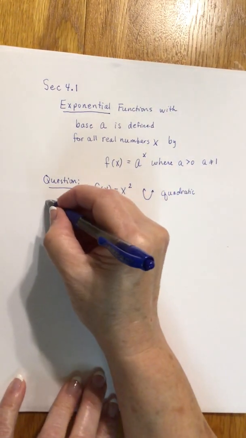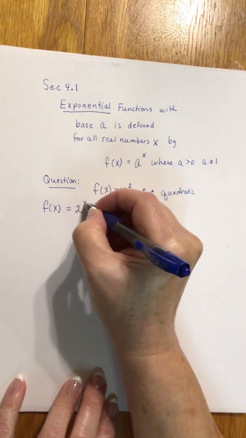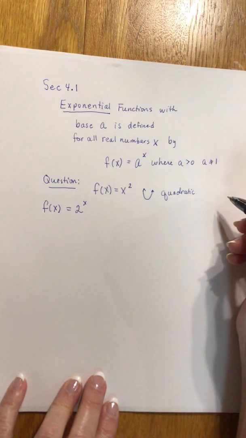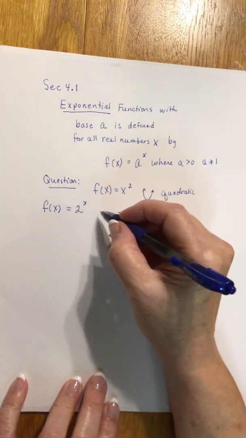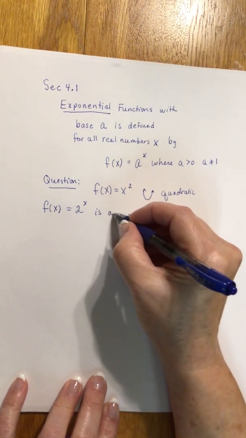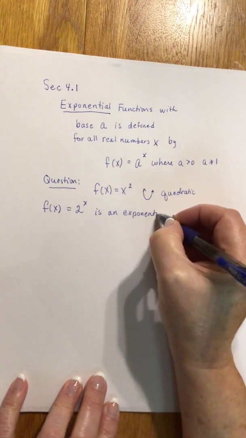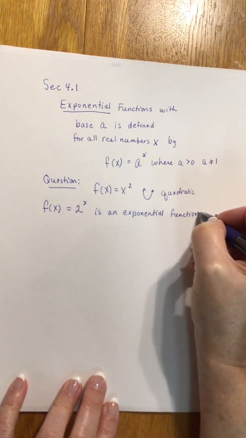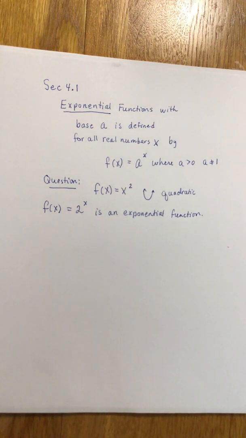Okay, we're going to look at another example. F of x equals 2 to the x. Exponential function or quadratic function? It's got a 2 and it's got an x. So now where is the x? The x is in the exponent. So this is an exponential function. So the emphasis is to pay attention to where the variable is.